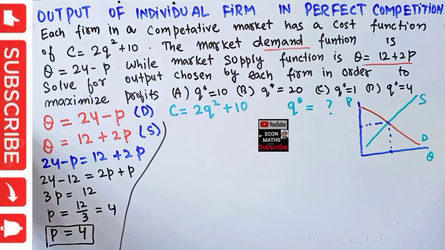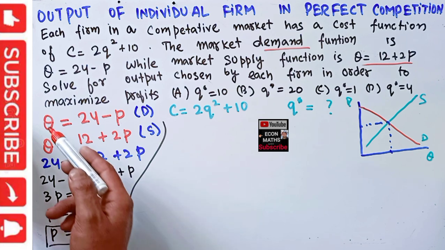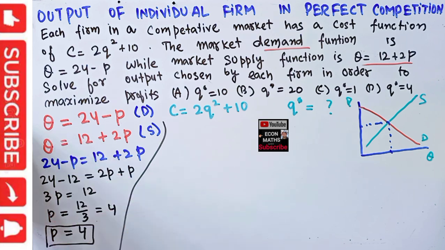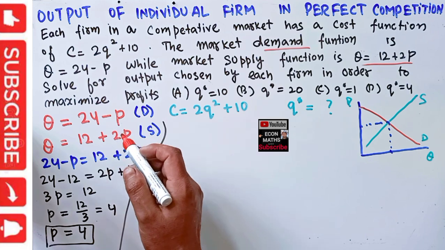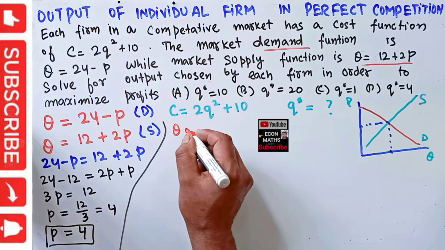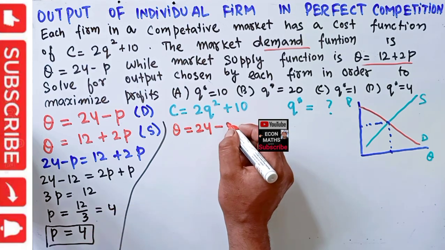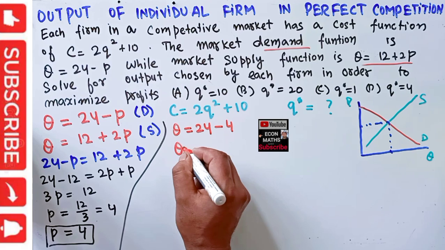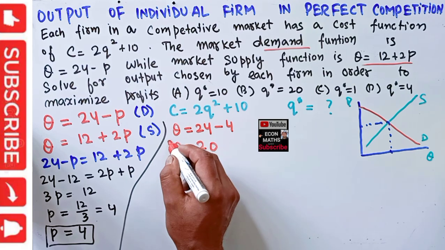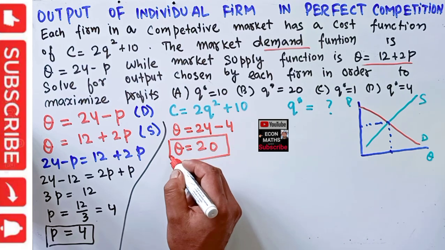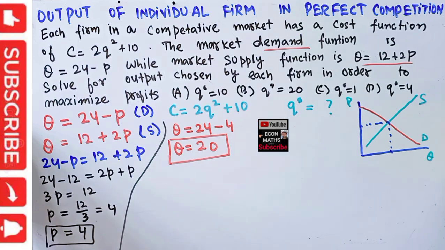Now at this market price of 4, we need to find the corresponding total market demand. That means we plug P = 4 into either the demand or supply function. Let's put P = 4 in the function Q = 24 minus P, to get the total market demand. So Q = 24 minus 4, so Q will be equal to 20. That means the total quantity produced is 20.